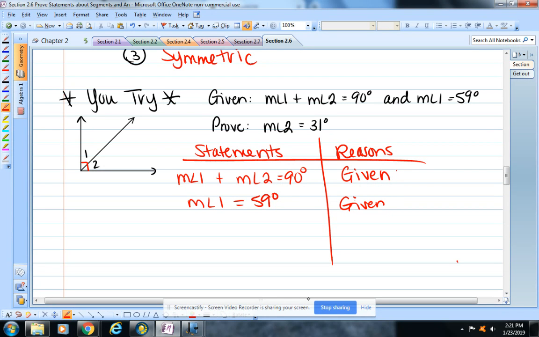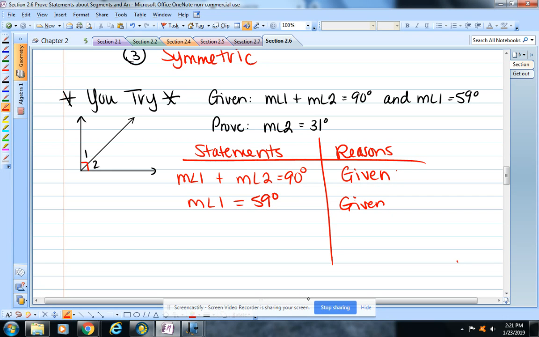What do you think we can do? Say it again. Plug it in. What's another word for plug it in? Substitution. So what are we plugging in, Trey? Yeah, they tell me that the measure of angle 1 is 59 degrees. So if I have this equation right here with the measure of angle 1 in it, I can substitute 59 degrees there. Because if this equals angle 1, then I can replace it. I want to prove that the measure of angle 2 is 31 degrees.